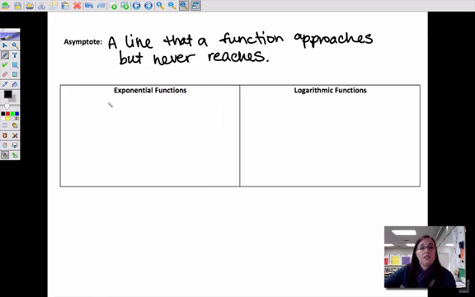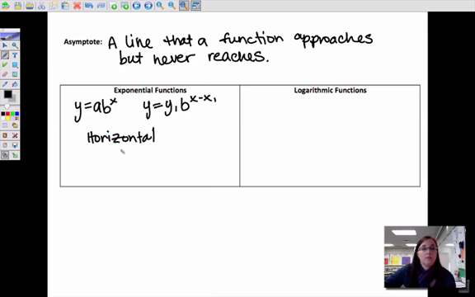So exponential functions can come in two forms we've talked about already. They can come in the form y equals ab to the x, or in point ratio form, which would be y equals y1 times b to the x minus x1 power. Okay, the only thing you need to write down right now is that an exponential function usually has a horizontal asymptote.